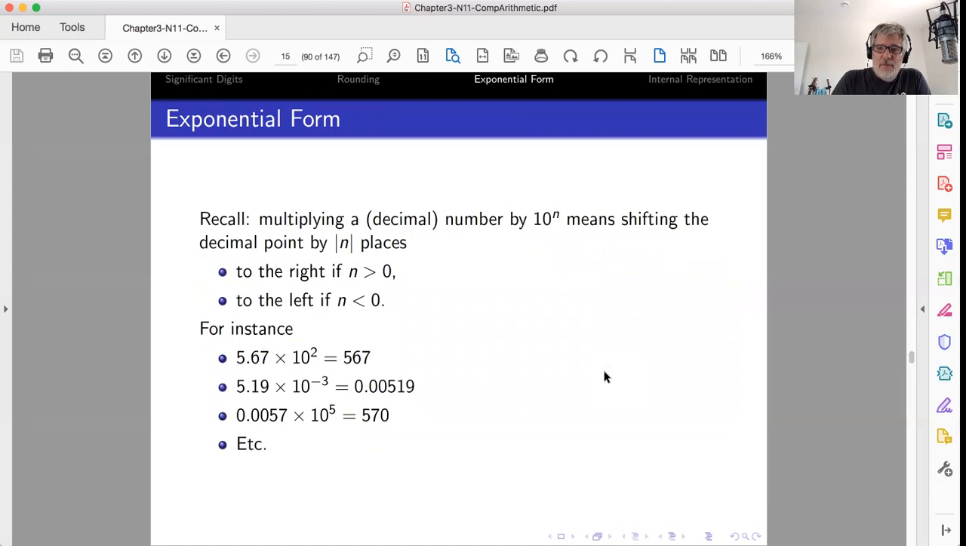So next time, I will start exponential form. And then we will go to the internal representation of integers and real numbers in the computer.